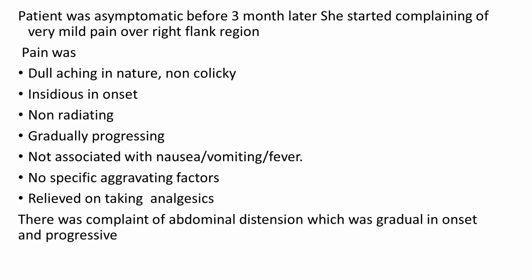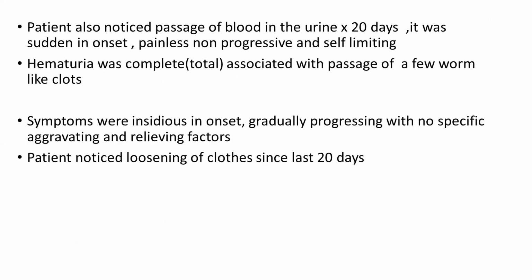Yes, so the patient was asymptomatic until 3 months ago. Later she started complaining of mild pain over the right flank region. The pain was dull aching in nature, non-colicky, insidious in onset, non-radiating, gradually progressing. Not associated with fever, nausea or vomiting. There was a complaint of mild abdominal distension, which was gradual in onset. She also noticed passage of blood in the urine. She had hematuria which was total, associated with serpentine or worm-like clots. These symptoms were insidious and gradually progressing with no specific aggravating or relieving factors, sir. And she also noticed loosening of clothes for the last 20 days or 1 month.